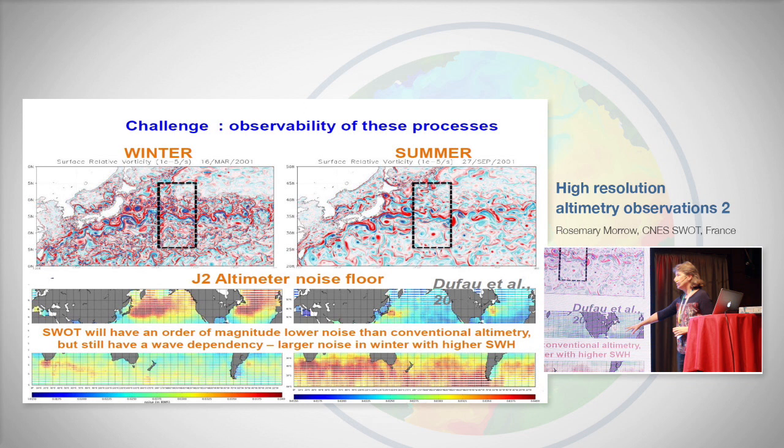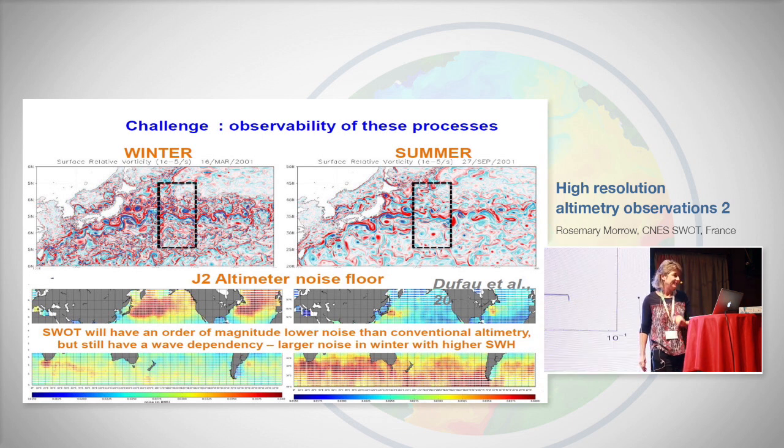So SWOT will have more than an order of magnitude lower noise than Jason, and it will allow us to look on average at these much smaller scales. Though in our analyses, it will still be affected a little bit by waves, and so we should have a little bit more error in the winter time, but it will be much, much smaller than what we can see today.